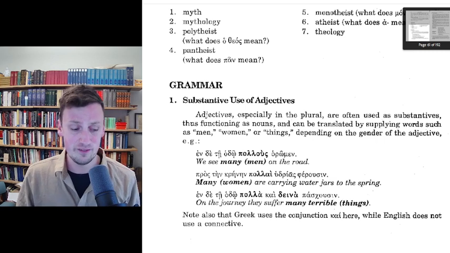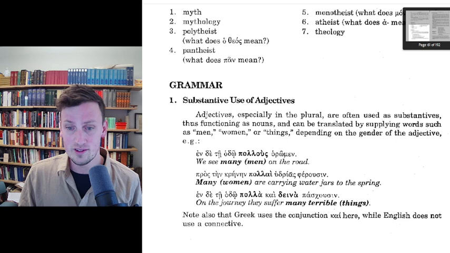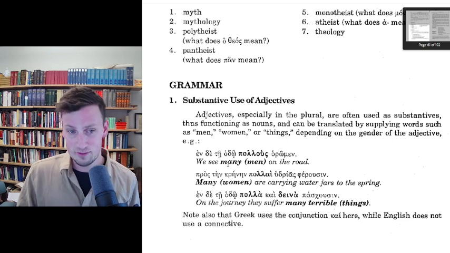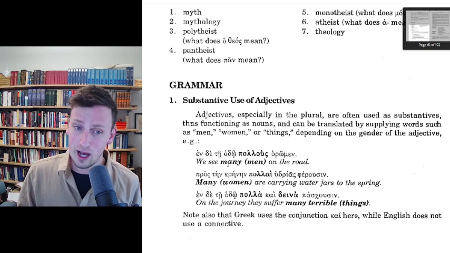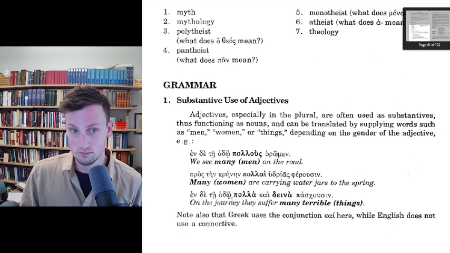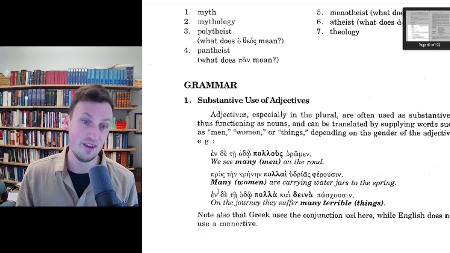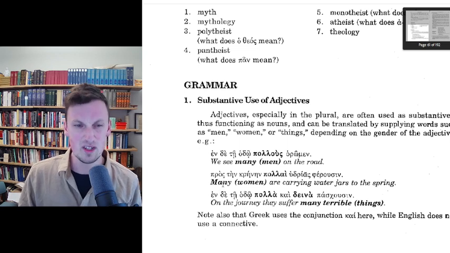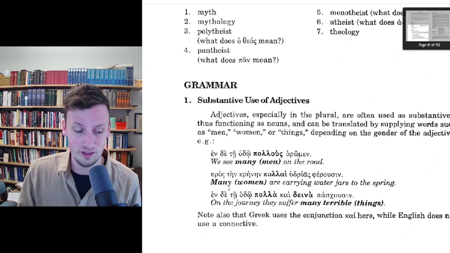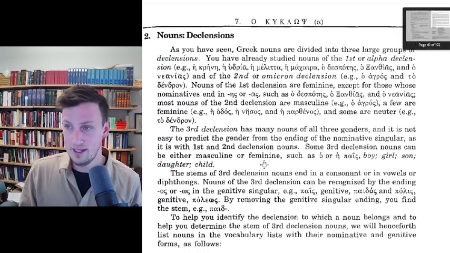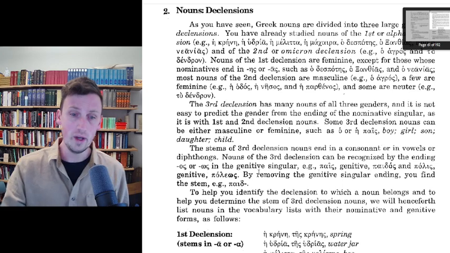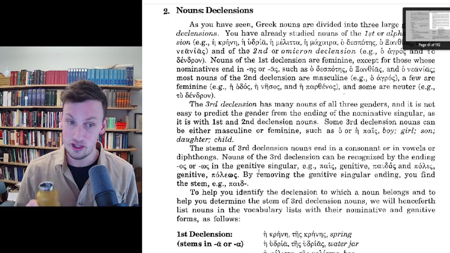This is a kind of attributive adjective where the noun is so obvious that it doesn't have to be included. And the most obvious cases, the most common cases of these are people, so many people, terrible people, people and things, right? That's most often when you just rely on an adjective all by itself to refer to an implied noun. Okay, big concept for this chapter is declensions.